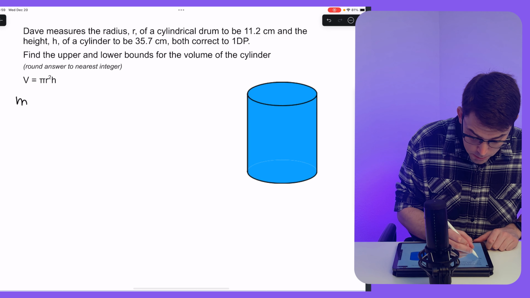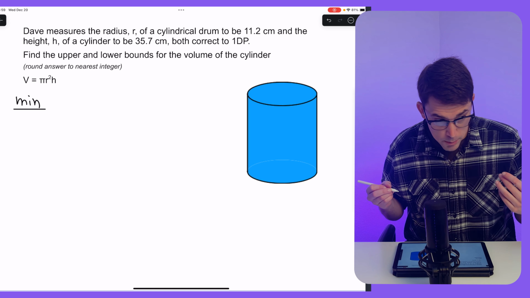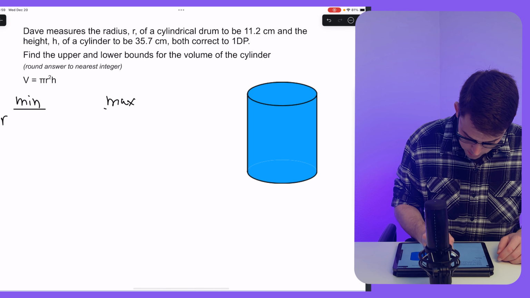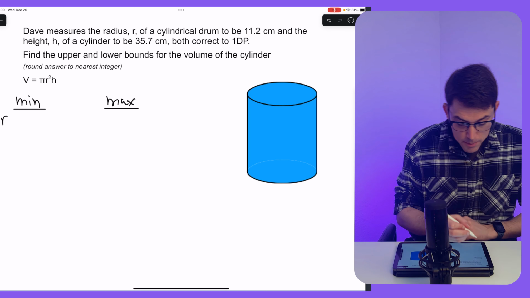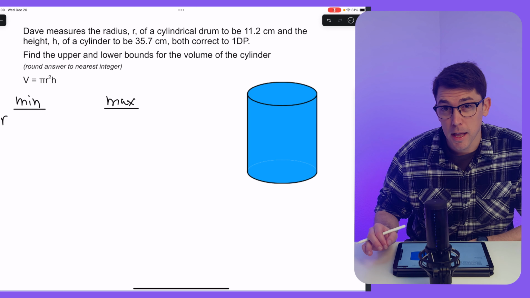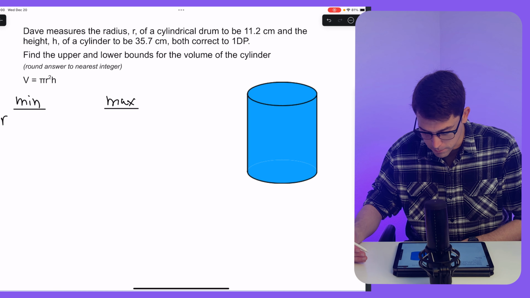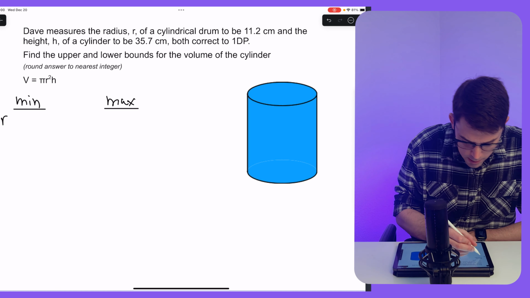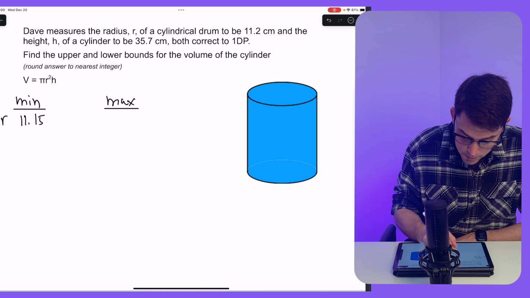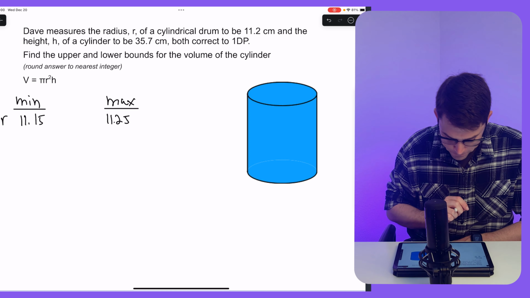So again, it helps to state what the minimum is. Let me go ahead and label the radius here. And actually, you know what? Let me go ahead and do max. Let's do a nice table. So my radius here, what's the smallest possible value? 11.2 is what it's measured to be. But if I go to the decimal place to the right, and I think about what the smallest value could be in order to round to 11.2, it would be 11.15. And what would be the maximum? 11.25. Remember, it goes up to that, but does not include that.